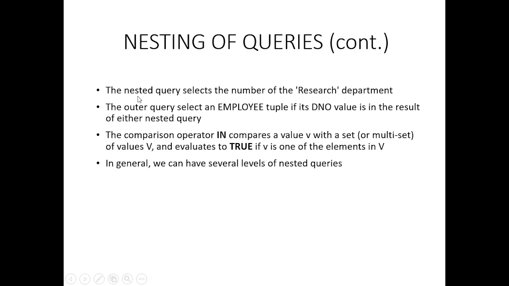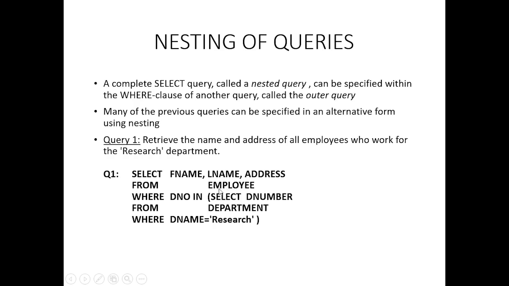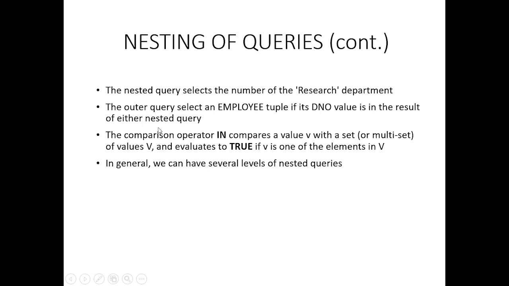So the nested query selects the number of the research department. Then the outer query selects an employee tuple if its DNO value is in the result of the nested query. So if this DNO is inside this set, then that particular employee tuple will be selected.